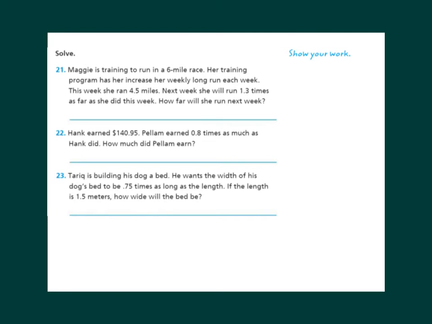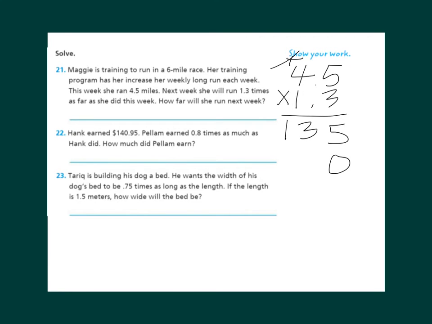Well, the problem that I'm hearing is 4 and 5 tenths miles, and she ran 1 and 3 tenths as far as she did this week. So I need to multiply just like I would multiply. So 5 times 3 is 15. Carry the 1. 4 times 3 is 12, plus 1 is 13. I'm going to cross out that 1. Placeholder. 1 times 5. 4 times 1.